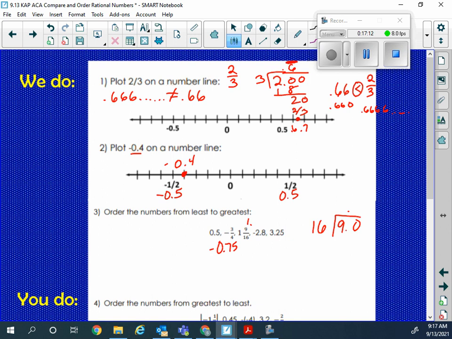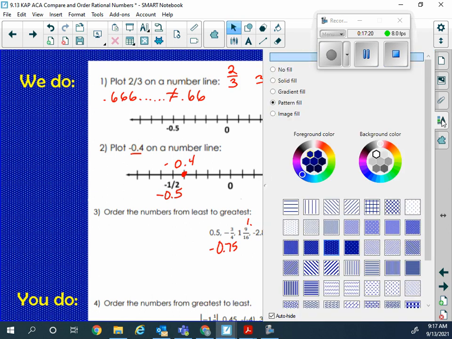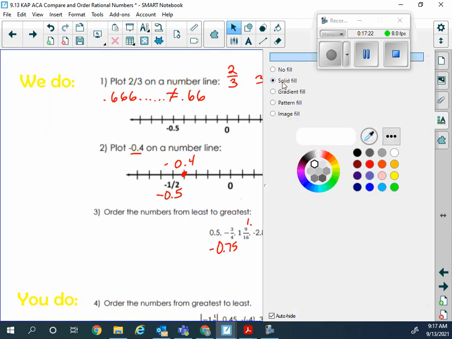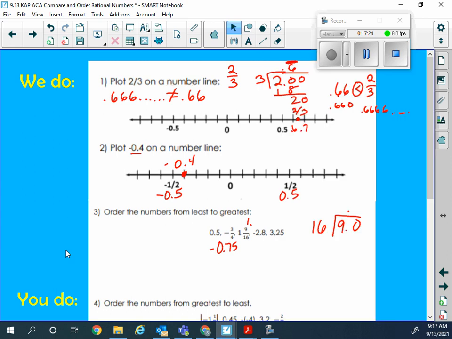So 16 goes into 90. I don't know. I have to go over here to the side. And I have to change this background because it's too dark for this color. I don't like it. There. Sorry. I can still make it a color, but I need something I can see.